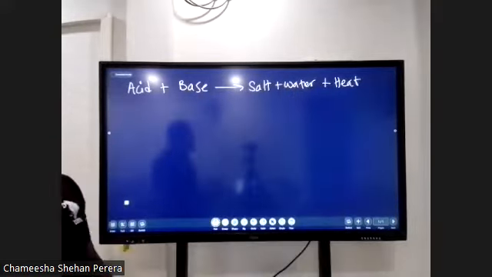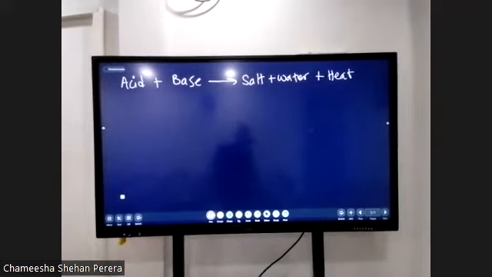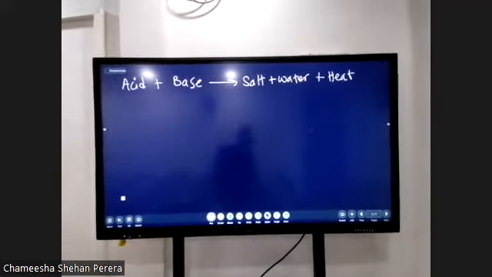So now we are going to perform a neutralization reaction, and then we are going to calculate the amount of heat given out to the external environment during this reaction. So write a heading for this.